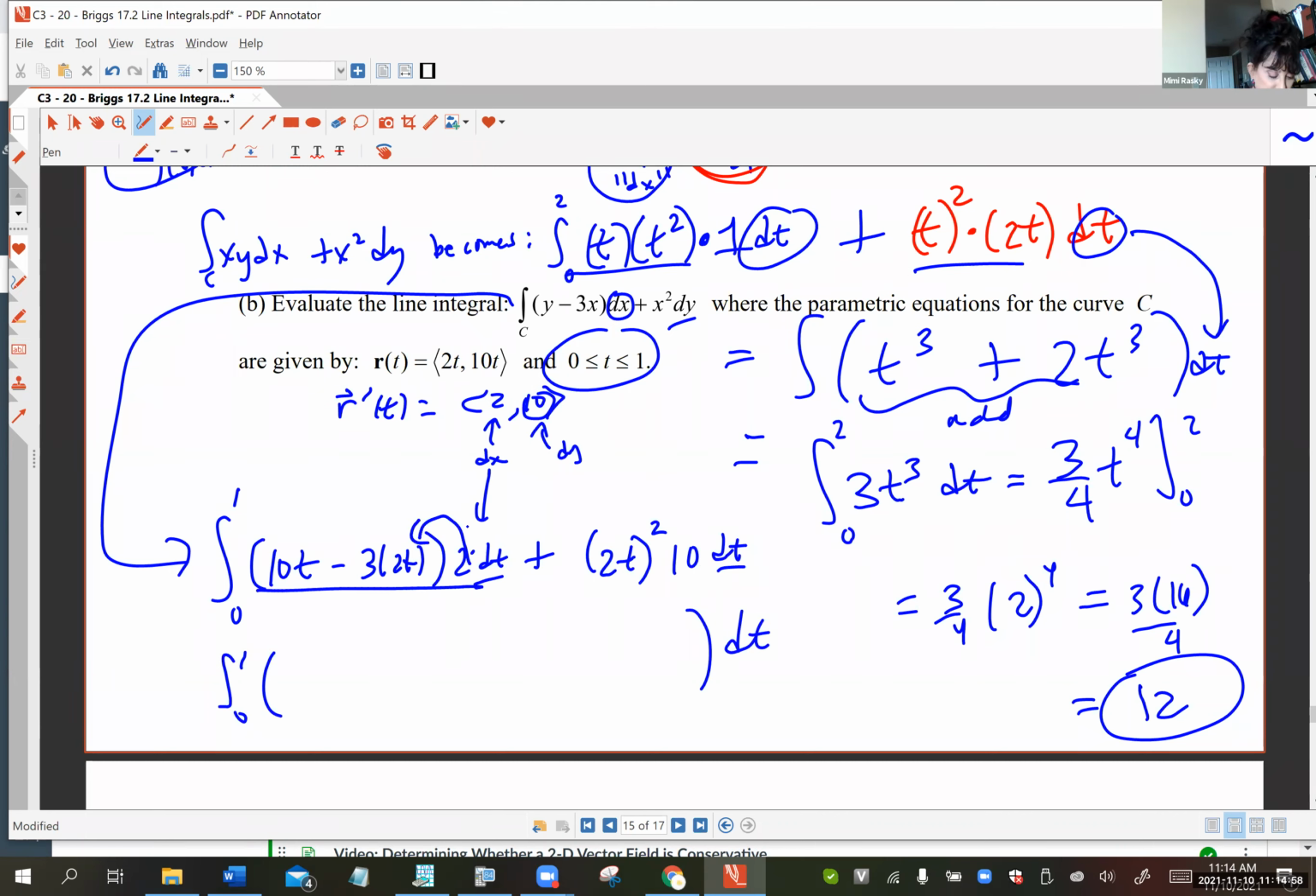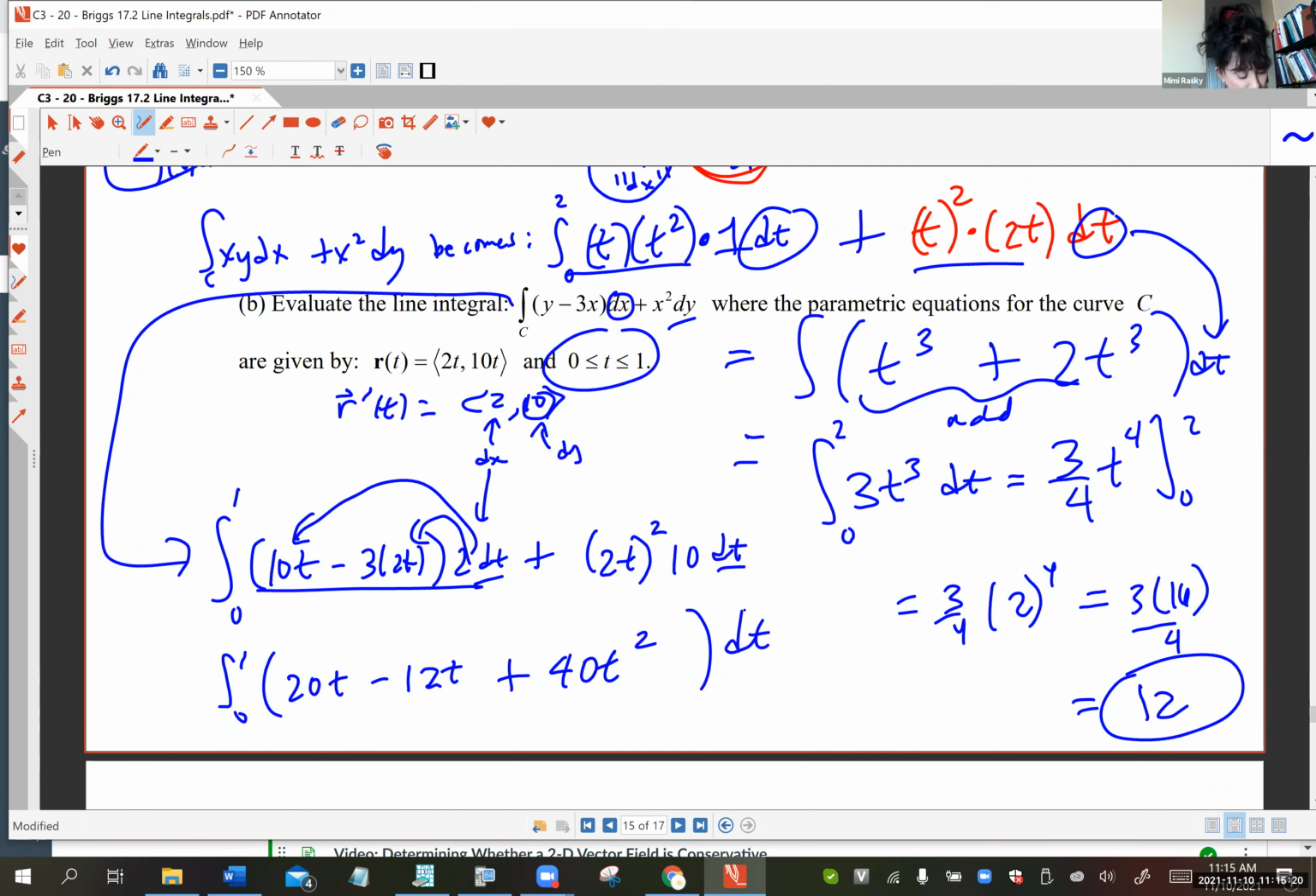And then distribute this 2. What do I have there? No, this is a mess. Let's see. I've got 20t minus 12t plus, looks like 40t squared.